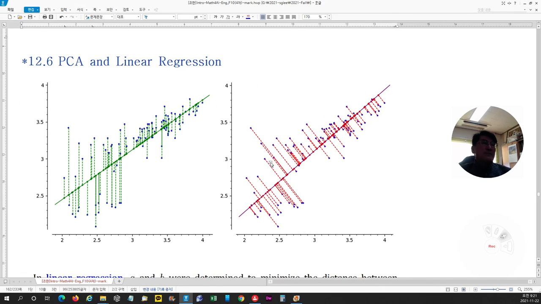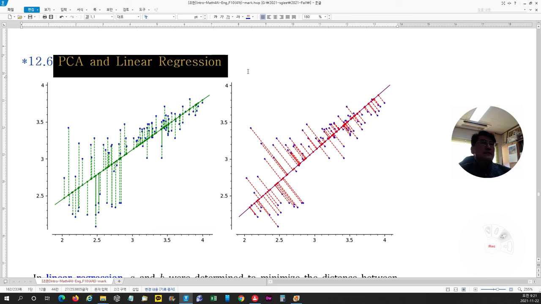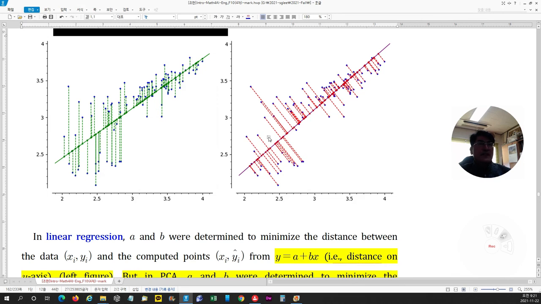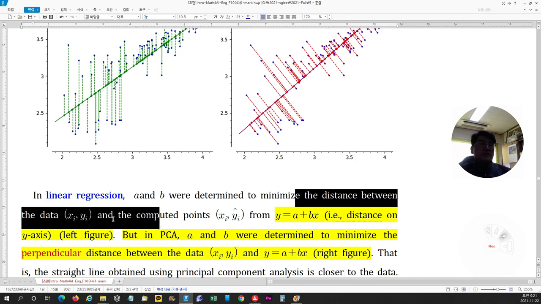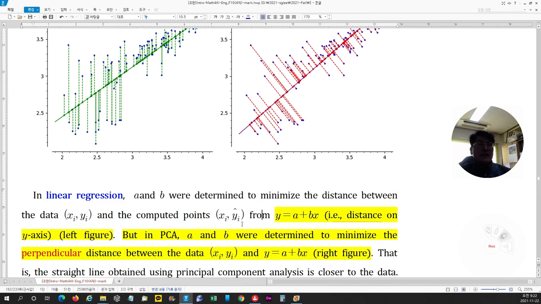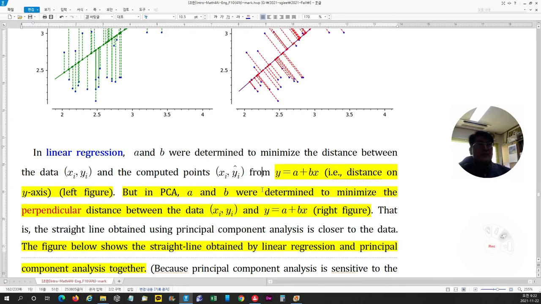Now we are in the last part: principal component and linear regression. In linear regression, a and b are determined to minimize the distance between the data xi, yi and the computed point xi, yi hat from y equals a plus bx. That means the distance on the y-axis; the left figure shows it.